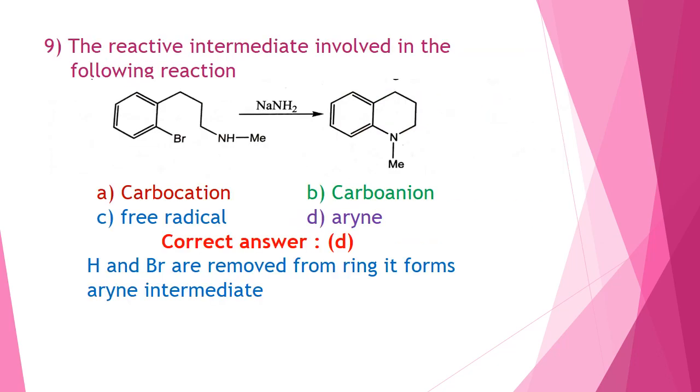Question number 9. The reactive intermediate involved in the following reaction: A. Carbocation, B. Carbanion, C. Free radical, D. Arene. The correct answer is D. From the substrate, HBr is removed from the benzene ring and it forms an intermediate which is arene. Therefore, the correct answer for this question is D.